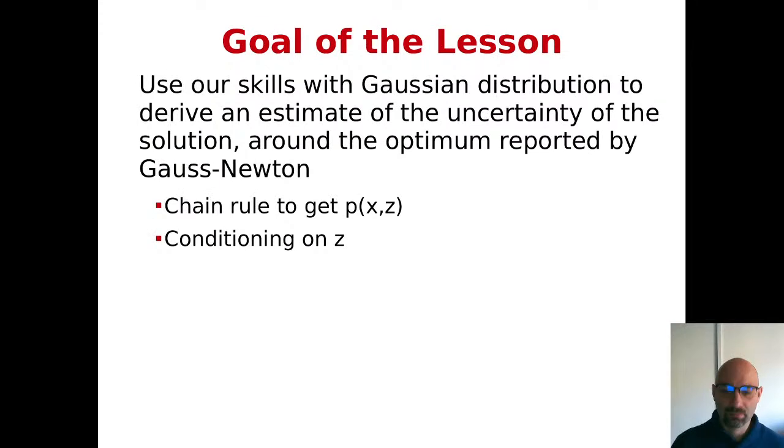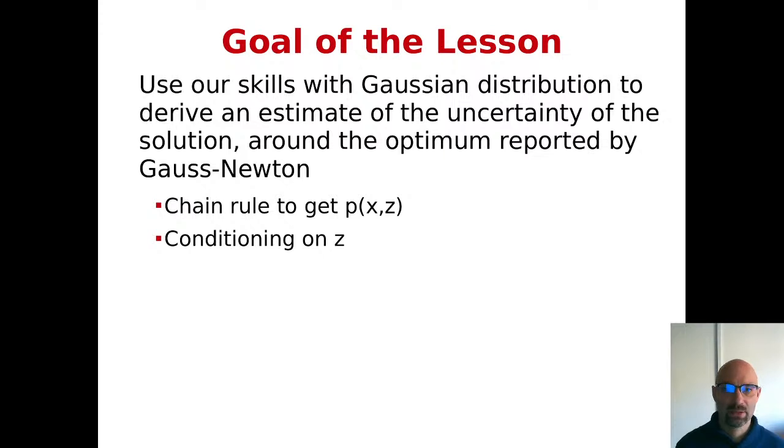Okay, now, having said so, the task of this lesson is to use what we have learned on the Gaussian distribution to obtain some statistics, statistics on the distribution of the x retrieved at the optimum of Gauss-Newton.